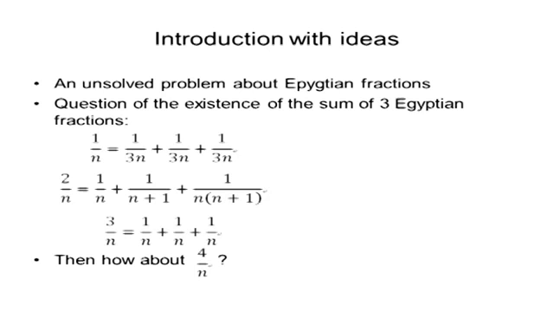First, we will have an introduction with ideas. This is an unsolved problem about Egyptian fractions, and is a question of the existence of the sum of three Egyptian fractions. As we can see, 1 over n, 2 over n, and 3 over n can all be expressed as the sum of three Egyptian fractions. But then how about 4 over n? That's the question we want to discuss.